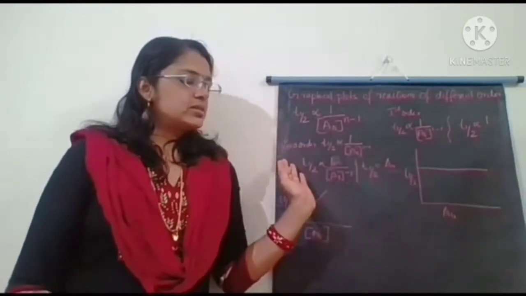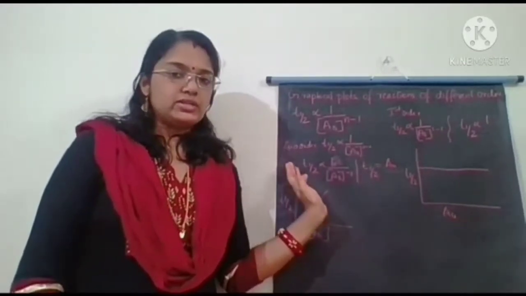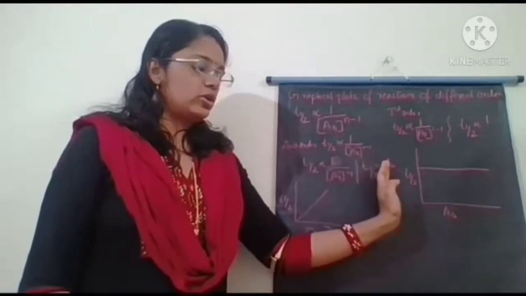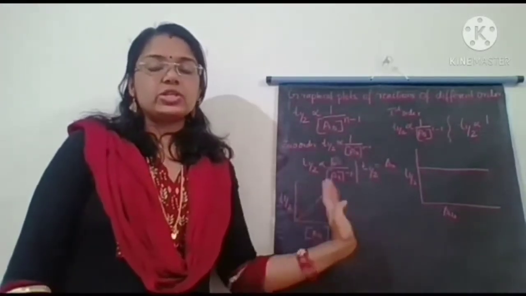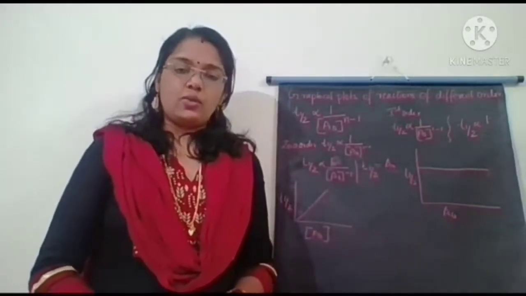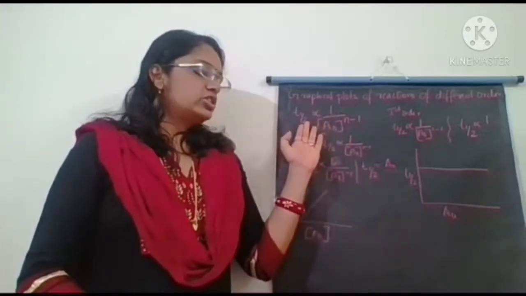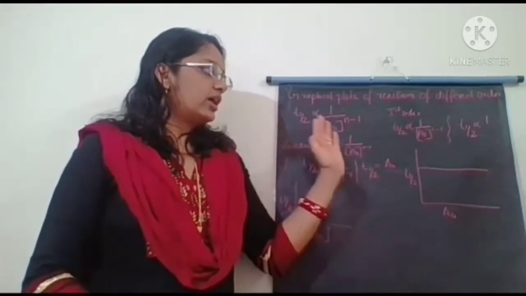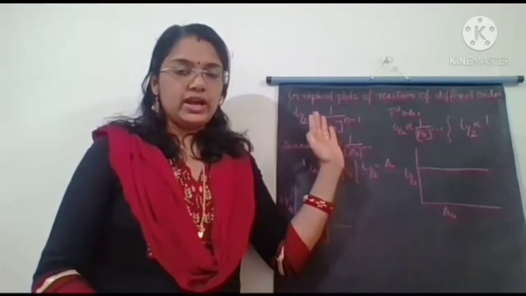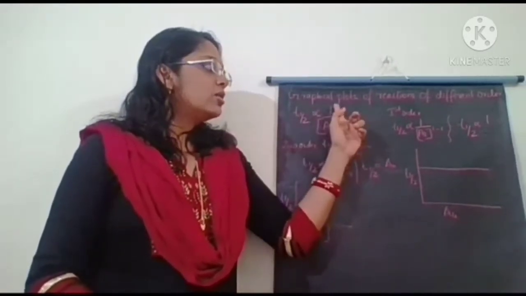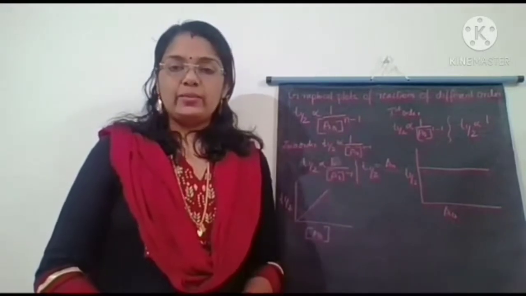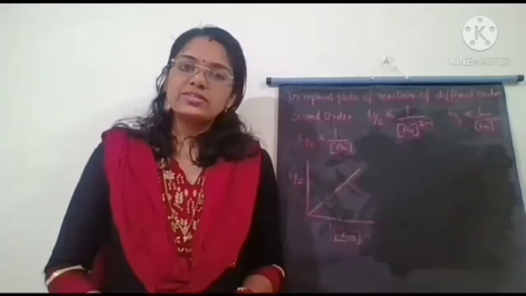So for first order reactions, the plot will be like this, and for zero order reactions, T-half is directly proportional to the concentration of the reactant. So when we plot a graph, we will get a straight line with a positive slope. And the general equation connecting T-half and the initial concentration of the reactant for n order is T-half is directly proportional to 1 by A0 raised to n minus 1.